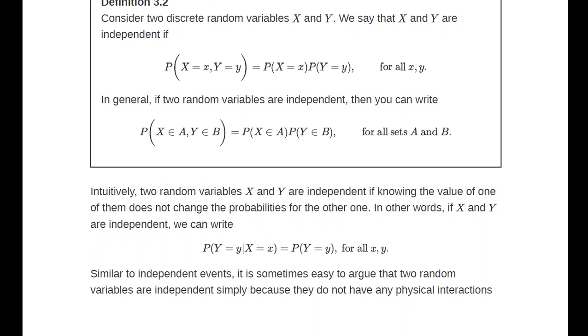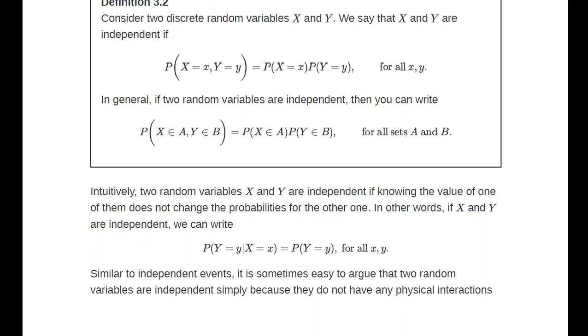If two random variables X and Y are independent, knowing the value of one of them doesn't change the probabilities for the other one. In other words, if X and Y are independent, we can write probability Y equal small y, given that X equal small x, equal probability of Y equal small y for all x and y.